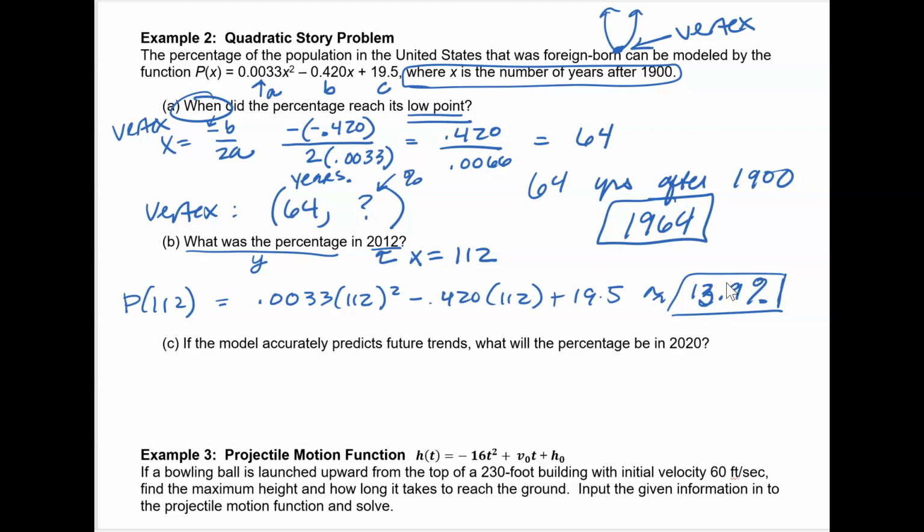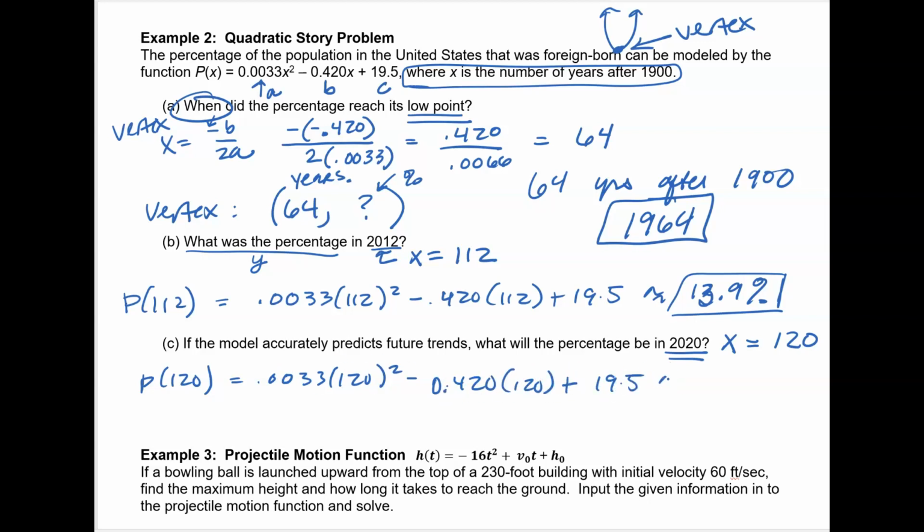And then for C, if the model accurately predicts future trends, what will the percentage be in 2020? So you'd have to figure out, well, what is the x there? So that would be x equals 120 because that's 120 years after 1900. So you do the same thing as we did earlier. We just plug in 120. So if you plug in 120 to the equation, you end up getting about 16.6%, about there.